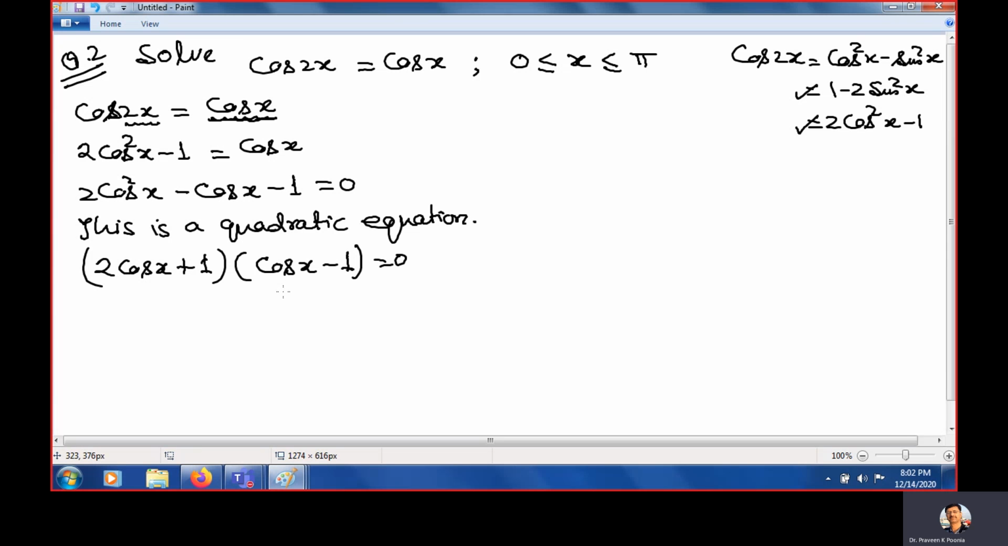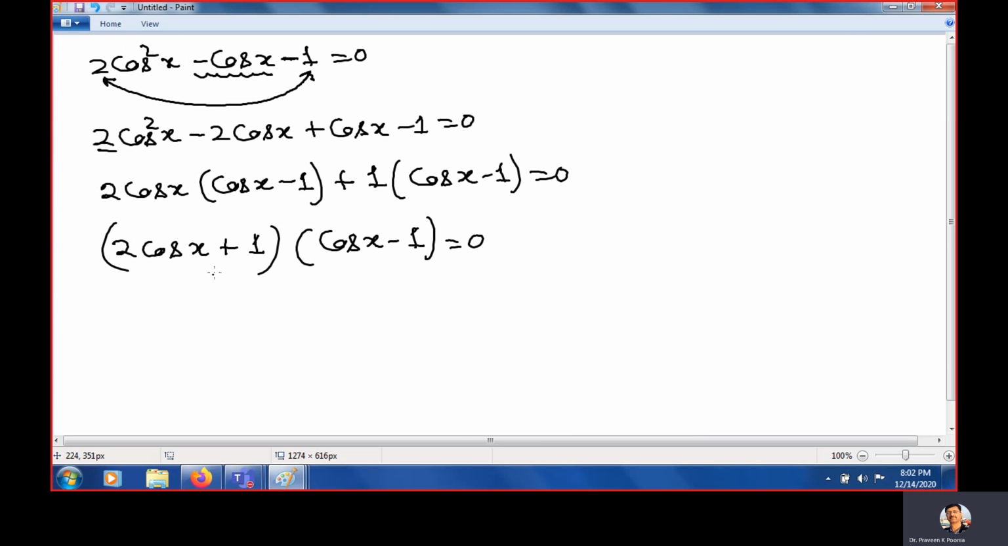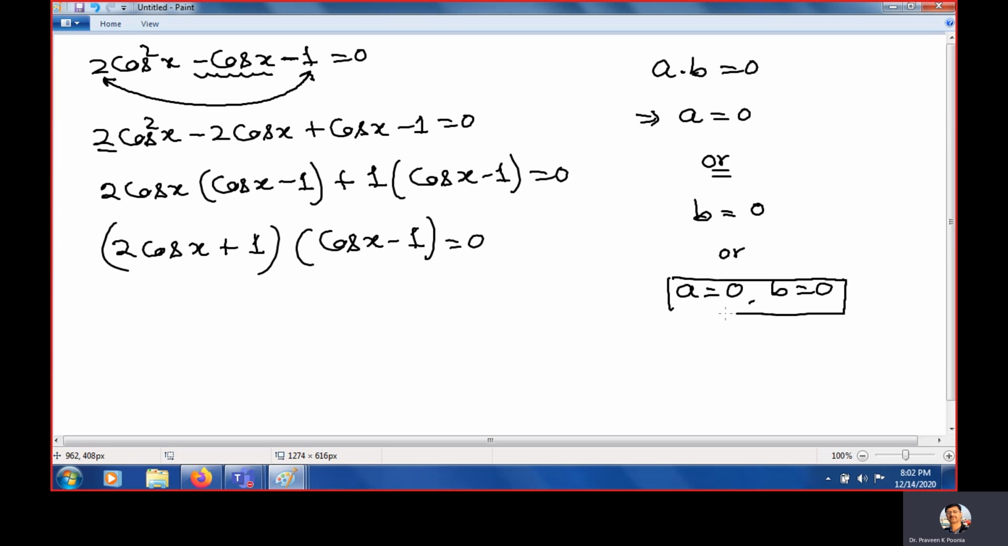Clear? So how do we get the solution of this? There is a property: if a times b is equal to 0, this implies there are three possibilities: a is equal to 0, or b is equal to 0, or both are 0, a is 0 as well as b is 0. So we choose the third condition: a is 0, b is 0.